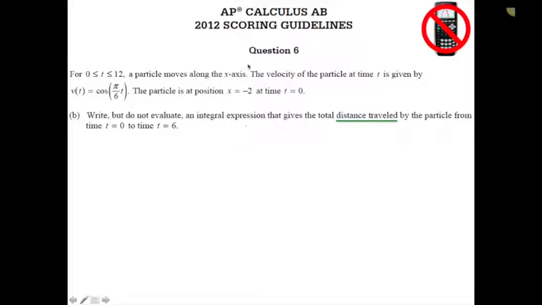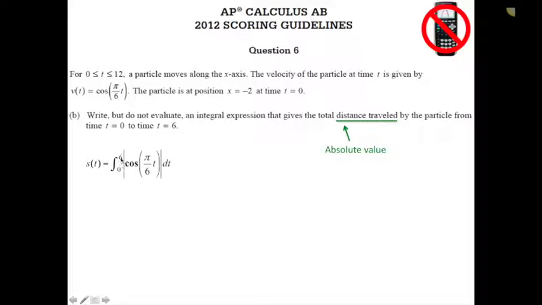For part B, we're going to do the same thing. We're going to show you how to do it without a calculator and then with a calculator. Part B says write but do not evaluate an integral expression that gives the total distance traveled by the particle from time t equals 0 to t equals 6. Total distance traveled means using the absolute value function. We know that distance is the antiderivative. We have to integrate velocity to get position. So we're going to integrate the velocity function, and we're going to use absolute value signs to show that we're talking about distance, not displacement.